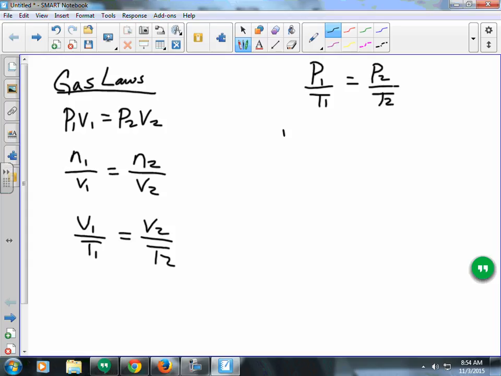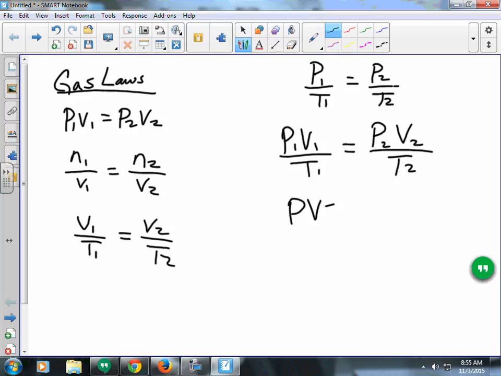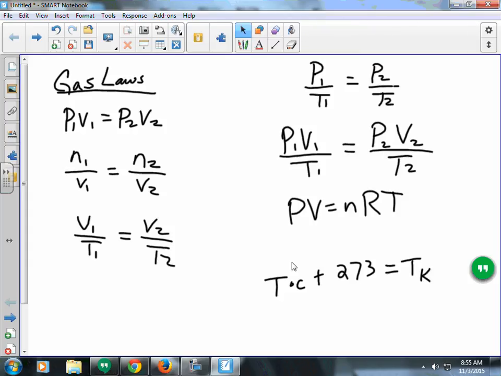Ideal gas law or combined gas law. It's been over 30 years since I was in high school algebra class, and I can still remember using this. And then ideal gas law. Now, for all gas laws, you have to change your temperature in Celsius to Kelvins.